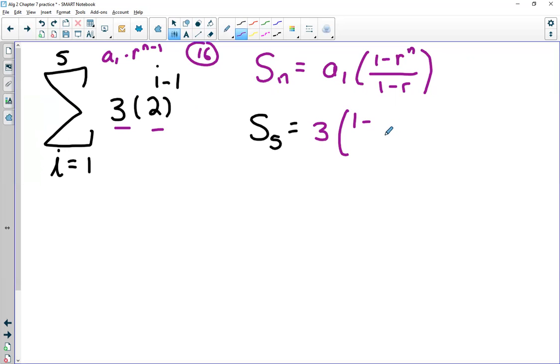How do you know that 3 is A1? So there are 2 ways. Either you remember the formula looks like this and A1 is in that position, or you just plug in 1 for n if you ever doubt yourself and you find that 2 to the 0 power is 1, and 1 times 3 is 3. The best, safest move is always to just plug in 1. So what's the R in this case? 2. Since I'm going to 5, it's going to be to the 5th power over 1 minus 2.